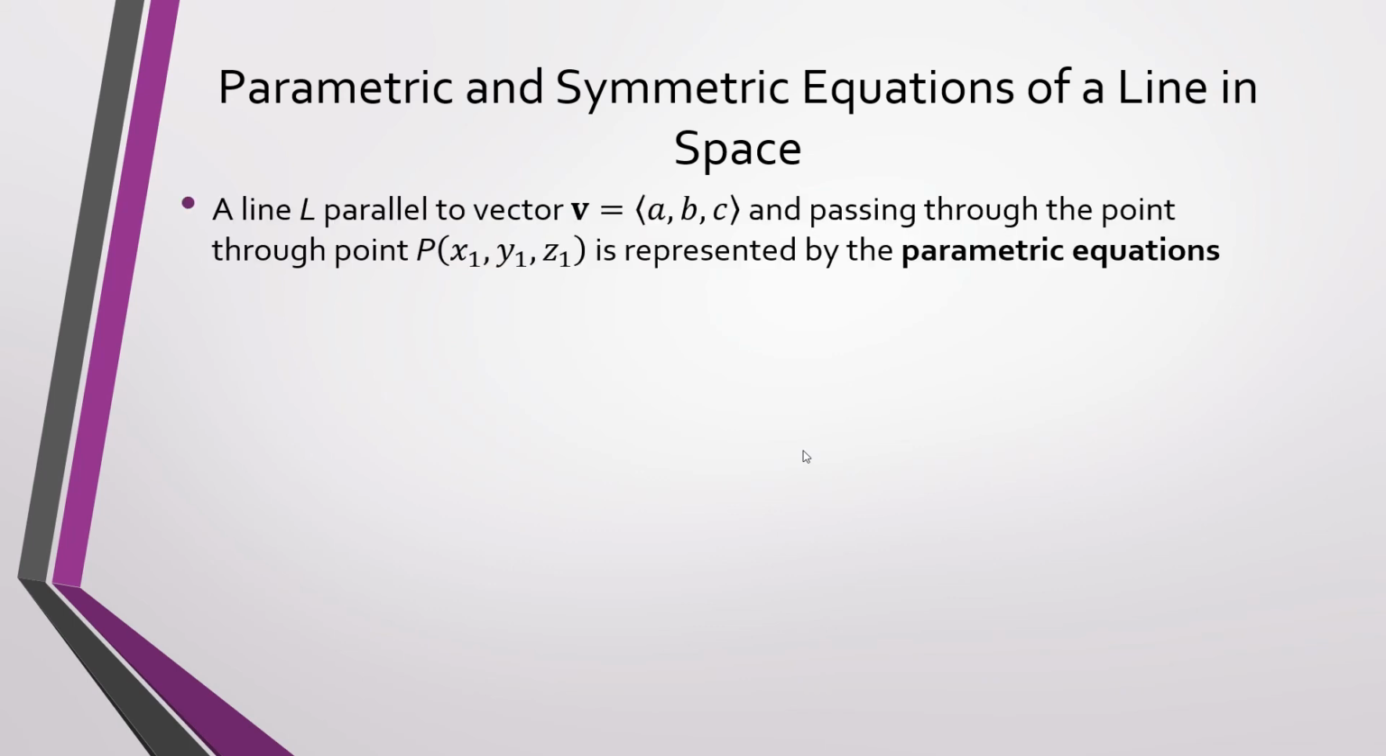All right, so a line L that's parallel to vector v with components of a, b, and c that passes through the point P with coordinates of x sub 1, y sub 1, z sub 1 is represented by the parametric equations x equals x sub 1 plus at, y equals y sub 1 plus bt, and z is equal to z sub 1 plus c times t. So notice that in these our parameter is t.